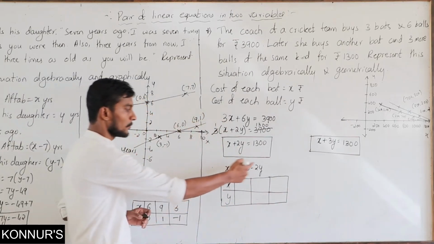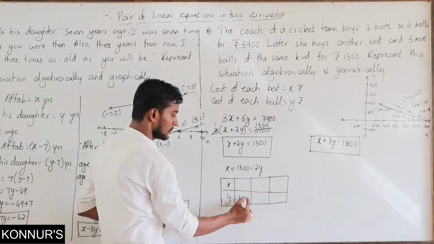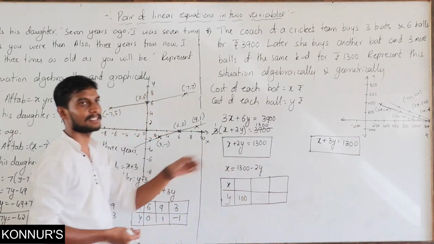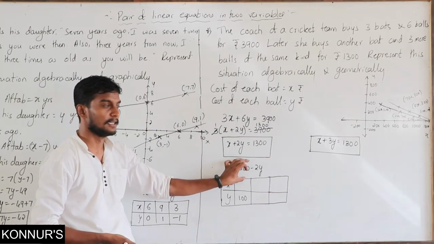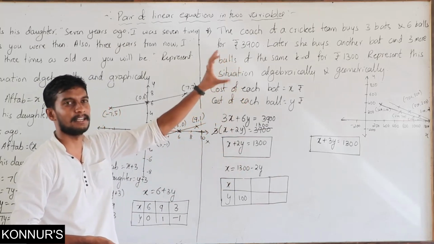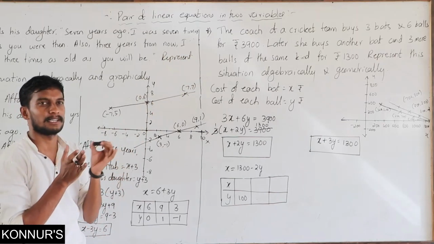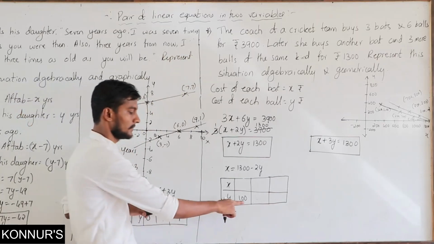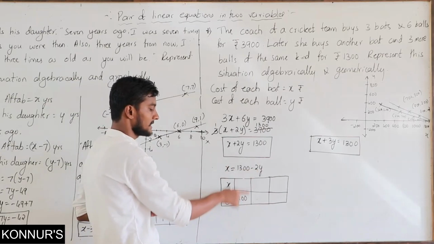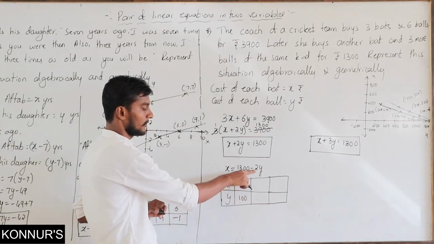So if you put y is equal to 100, don't consider 1. If you consider 1, you are getting 1300. So that number is very difficult to show on the graph. So we have to take a smaller number. So to make it smaller, I have taken y as 100. If you take 100, y is equal to 100.